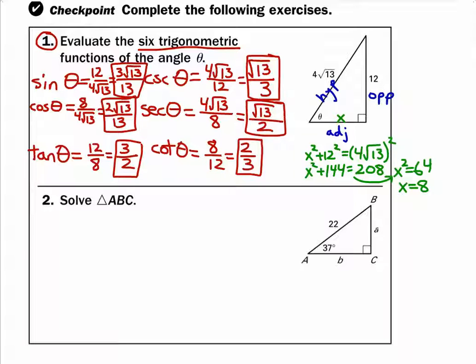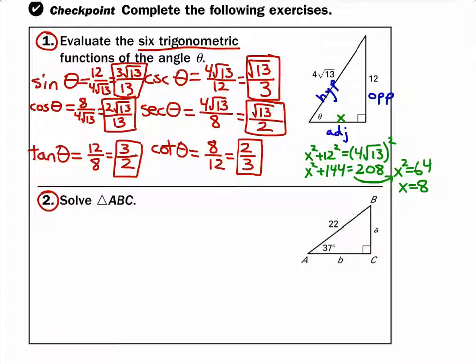The 3 new friends, cosecant, secant, and cotangent. So cosecant is hypotenuse over opposite, so it's 4 square root 13 over 12. You don't have to rationalize the denominator anymore, which is nice, but still reduce. You get square root 13 over 3. The secant is hypotenuse over adjacent, so it's 4 square root 13 over 8, and so you reduce, and it's square root 13 over 2. And then finally for cotangent, it's adjacent over opposite, so it's 8 over 12. That reduces to 2/3.